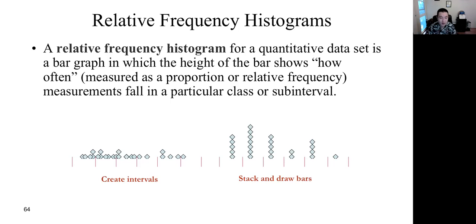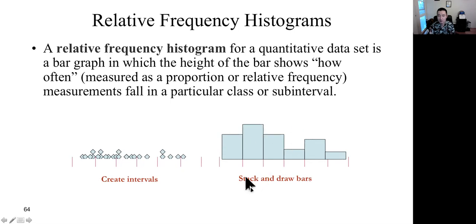Okay. So first we create intervals based on the range of the data. And then the interval should be the same in most cases. And then we stack and draw the bars based on how many data points fall within each interval. Like this. And then we can draw the height. So the height could be relative frequency or the frequency itself.